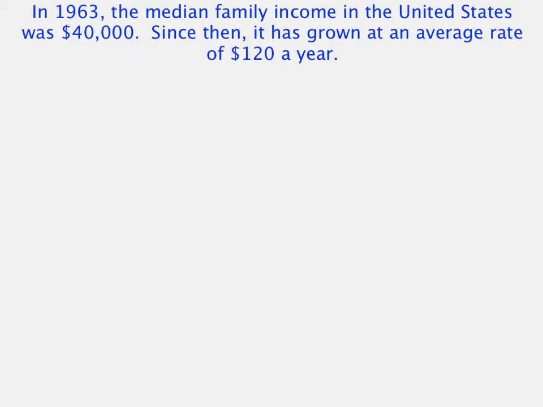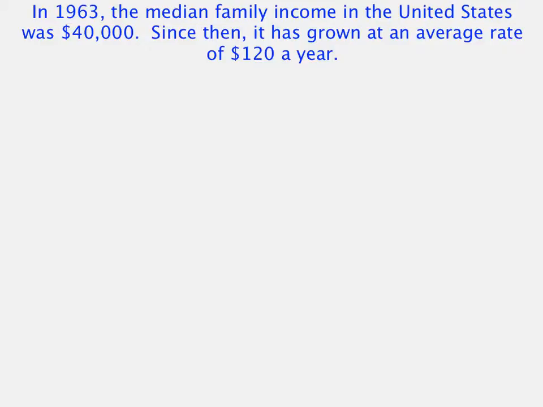And now I hope you're starting to get the hang of this and might be able to start anticipating and doing some of these on your own. Alright, in 1963, the median family income in the United States was $40,000. Since then, it has grown at an average rate of $120 every year.